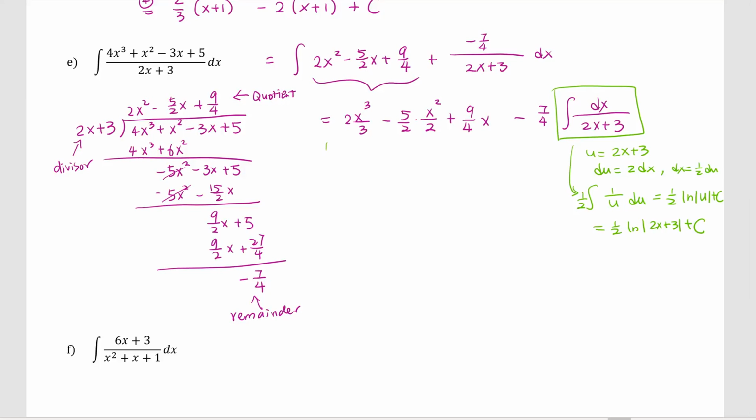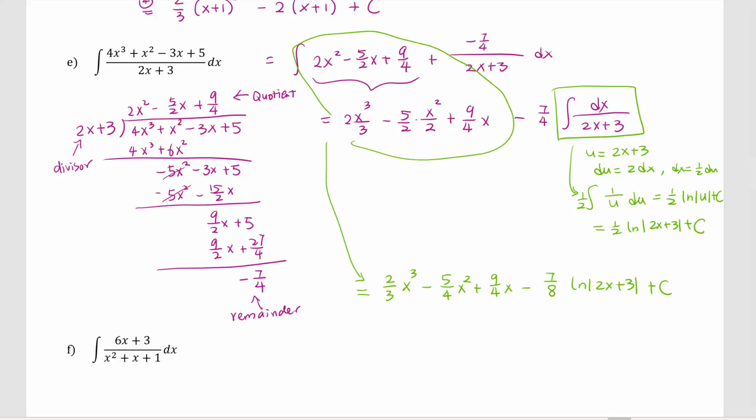So our final answer equals 2 over 3 x cubed minus 5 over 4 x squared plus 4 over 9 x, and then 7 over 4 times 1/2 is 7 over 8, ln of 2x plus 3, plus c. Okay, so that is our final answer. Okay, so it might happen that some parts of the integral you can integrate with the formula. And when you get to a step where some part of the integral you cannot integrate by the formula, then you think about the u-substitution. Okay?